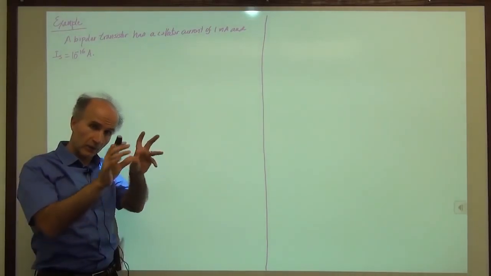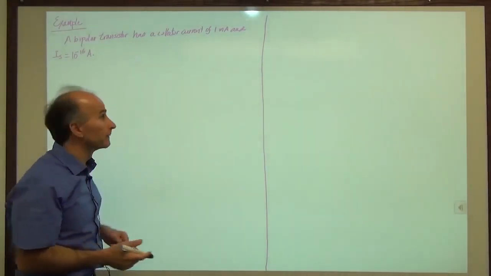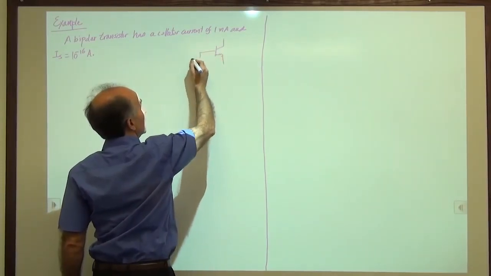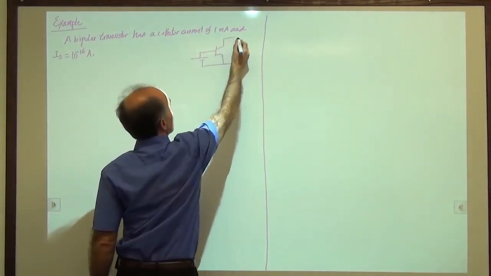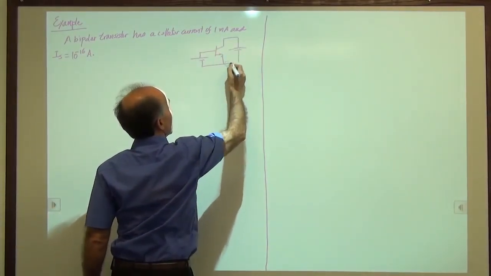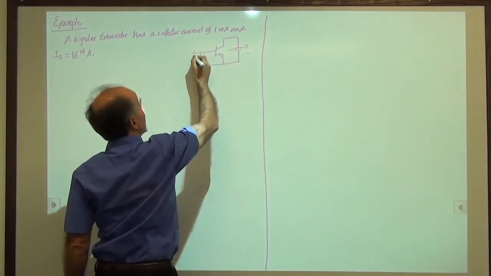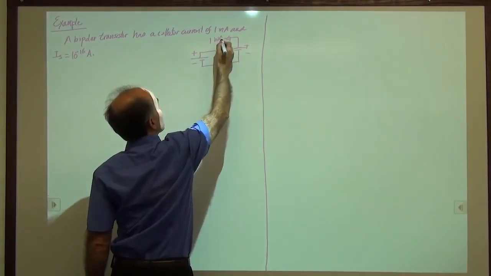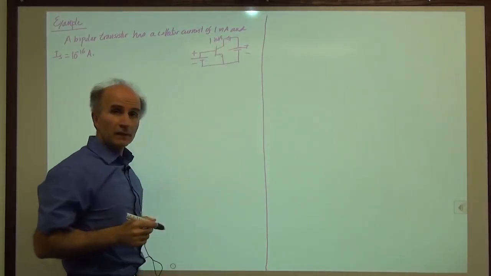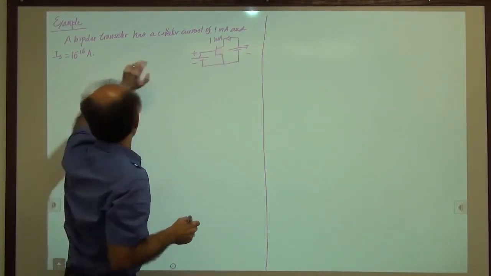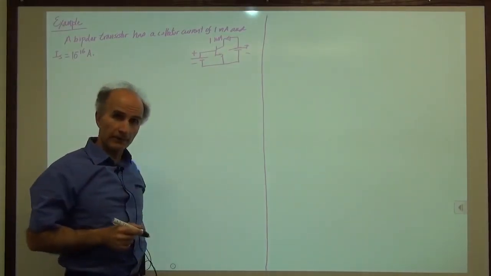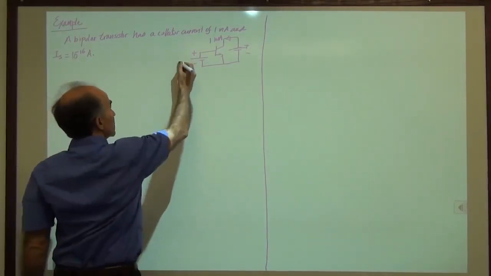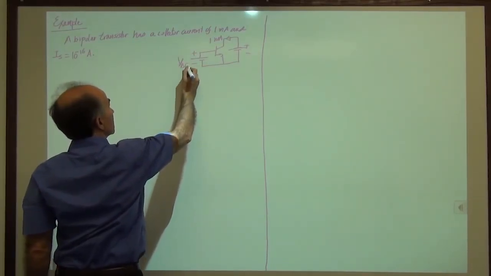I connected those voltage sources to it. So we have something like this. We have applied these voltages. And what we observe is that the collector current is 1 milliamp. And the data sheet tells us that Is is 10 to the minus 16 amperes. All right, so what we would like to find out is this base emitter voltage.